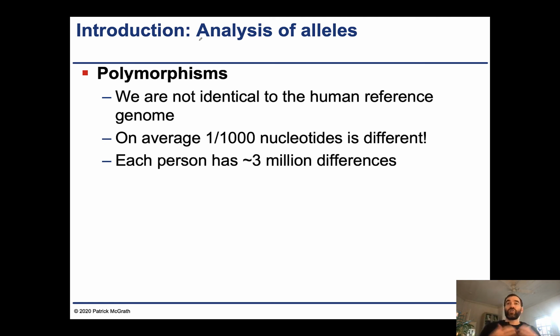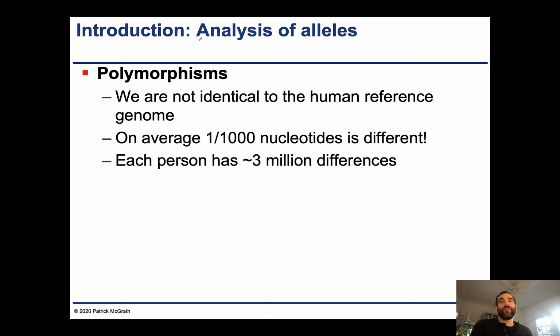Because there is so much DNA, 3 gigabases within a haploid cell, each person has about 3 million differences from the reference. So there's a huge amount of DNA differences. These can translate to things like phenotypic differences, like why our hair is a different color or why our eyes are a different color, but it can also have no effect on our phenotype.